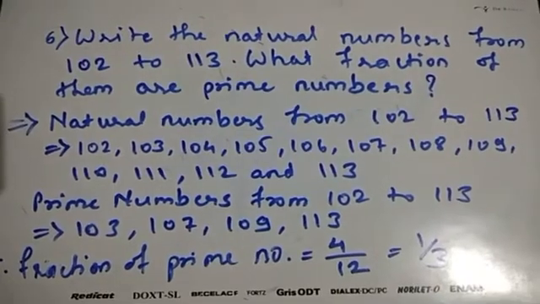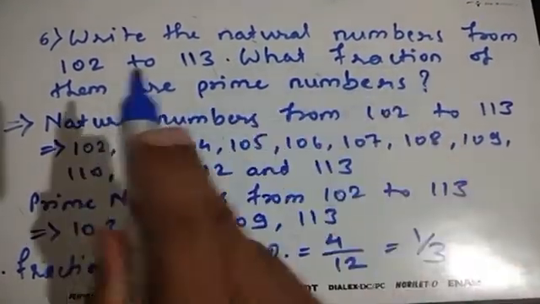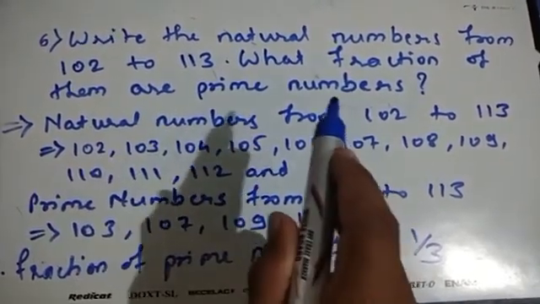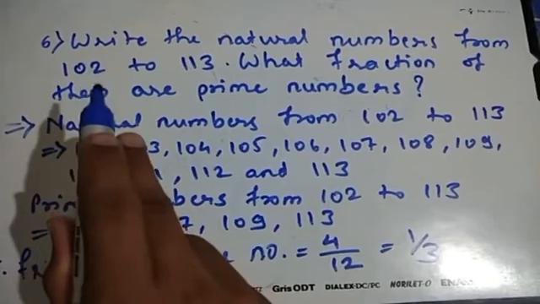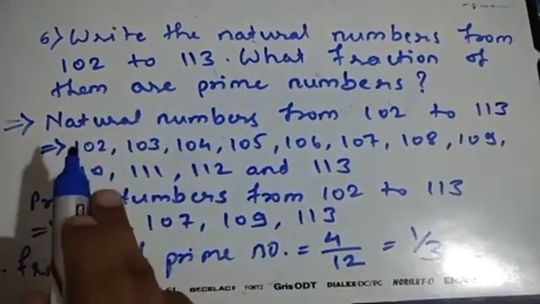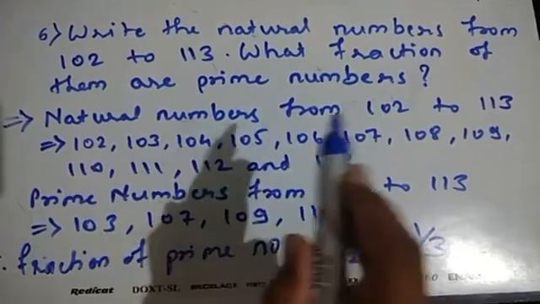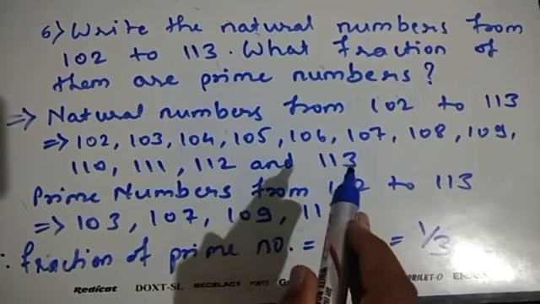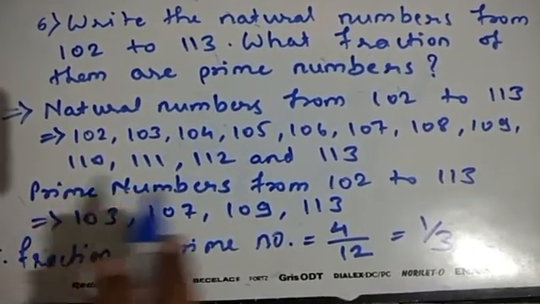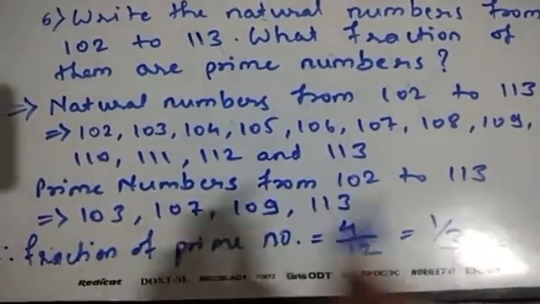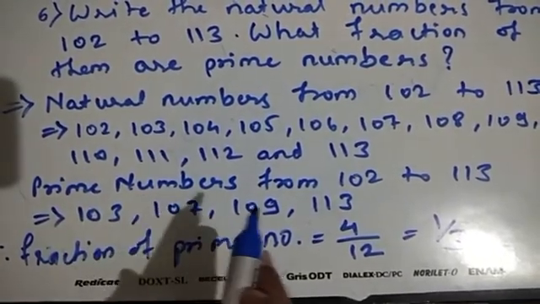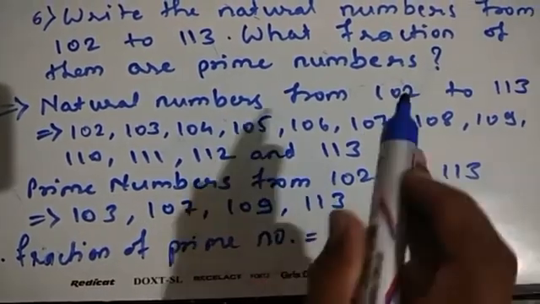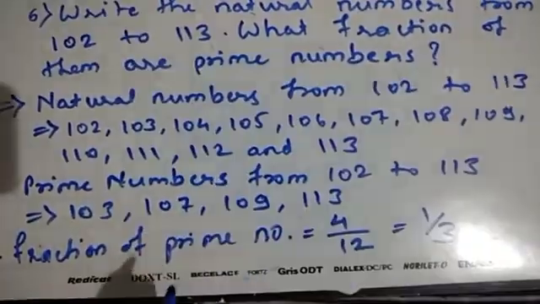See one more example. Write the natural numbers from 102 to 113. What fraction of them are prime numbers? So we need to find out prime numbers from 102 to 113. First write given things. Natural numbers from 102 to 113. So here I wrote all the natural numbers from 102 to 113. Then prime numbers from 102 to 113 are 103, 107, 109 and 113. So total 4 prime numbers we will get here from 102 to 113.